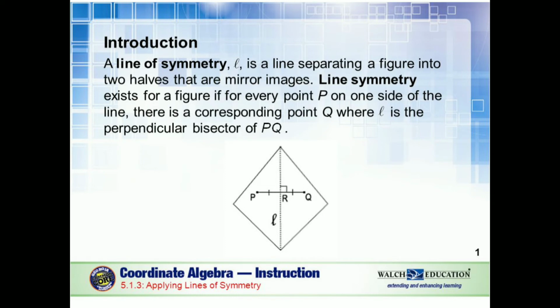Now thereafter I am going to tell you what is the line of symmetry. If an object is symmetrical, then there is one line which shows it is symmetrical. So a line of symmetry you can see in this object, L. L is a line separating the figure into two halves that are mirror images. Line symmetry shows the thing is symmetrical. Okay, for every point P on one side of the line there is a corresponding point Q on the other side of the line. So the line L shows its line of symmetry.